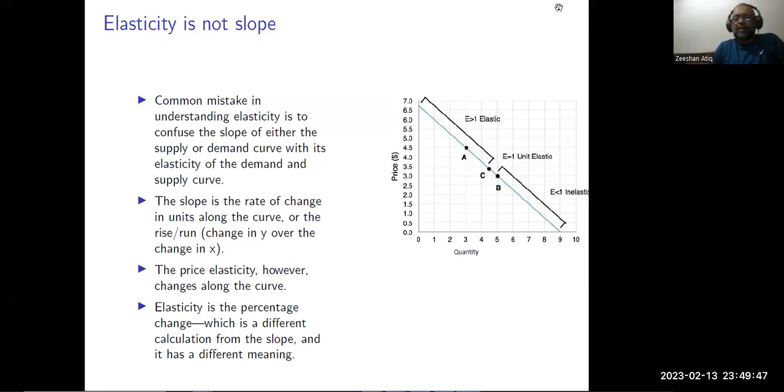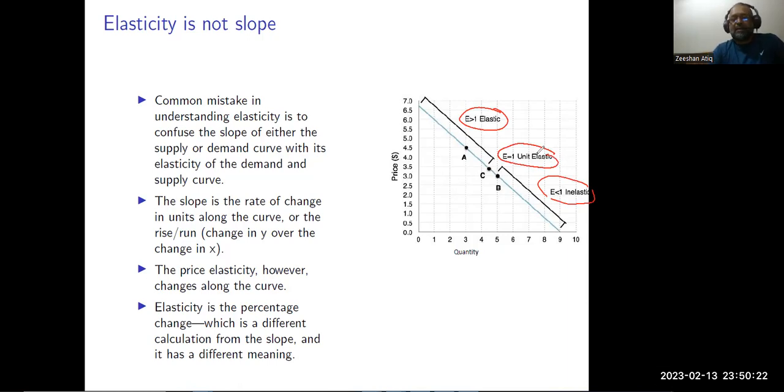The slope of the linear curve that you have got on the screen remains the same all along the curve. But as far as elasticity is concerned, elasticity changes. For example, you can see here, the elasticity is greater than one. If you look at the upper part of the demand curve, the elasticity is greater than one. And at the lower part of the demand curve, the elasticity is less than one. Similarly, at the middle part of the demand curve, the elasticity is equal to 1.